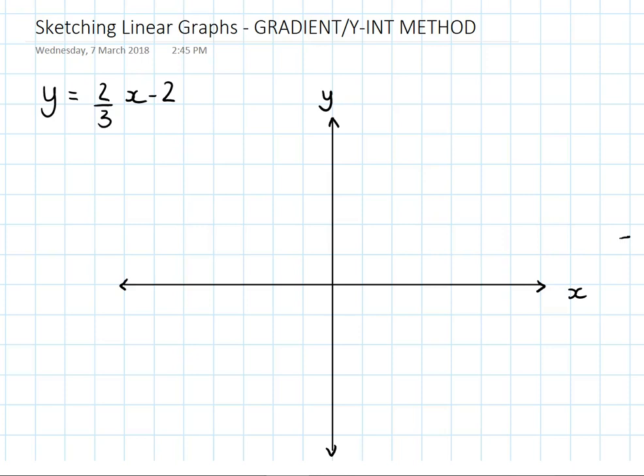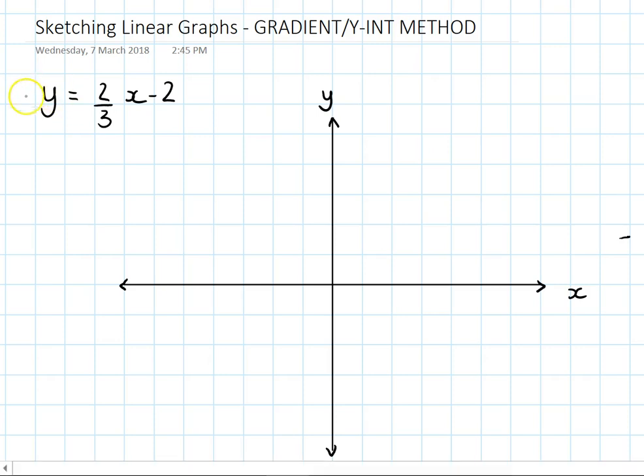Video looks at sketching linear graphs using the gradient y-intercept method. Remember, to sketch any straight line, all you need is 2 points. So in this case, we use the y-intercept as our starting point, and then use our knowledge of rise over run to plot the second one, and then we join the dots to make our line. So the first thing we do is we identify our gradient and y-intercept.